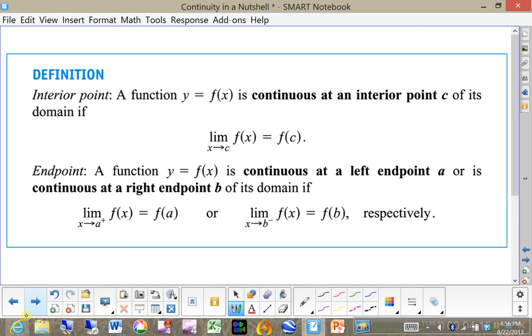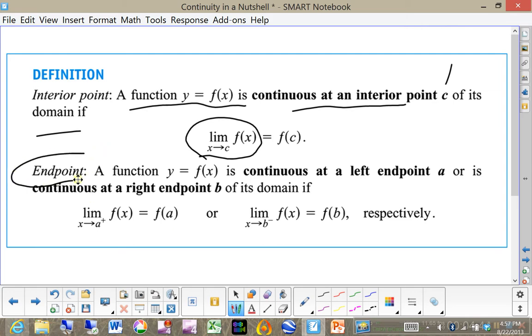Now this is a formal definition of continuity. For an interior point, a function y equals f of x is continuous at the interior point c of its domain if the limit of f of x as x approaches c equals f of c.